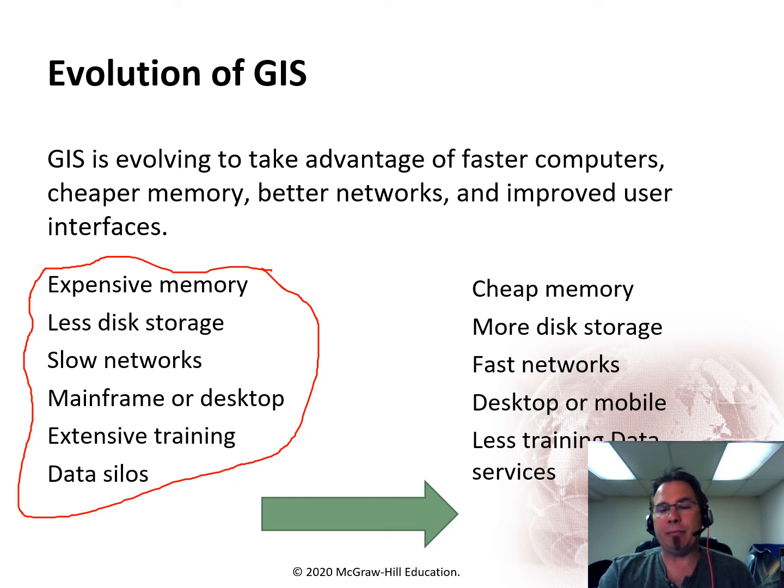Now we have very cheap memory. I mean, there's more memory in your phone than there was in the computers that put the men on the moon. Disk storage is completely irrelevant nowadays. Between terabytes worth of disk space and cloud storage, there's just no reason to have to worry about disk space for your files at all. Fast networks, obviously, you've got gigabit connections with fiber optics and things like that. You have desktop and mobile devices, and a lot less training. You could take this class and feel pretty comfortable with using GIS. Heck, I'm self-taught, so I can do it. Anybody can do it, right?